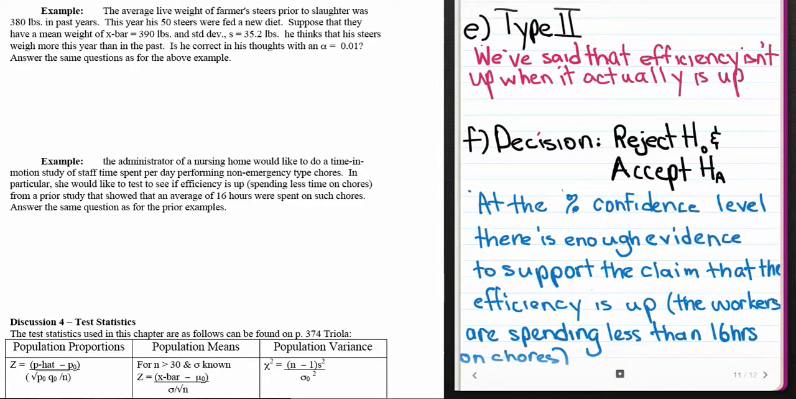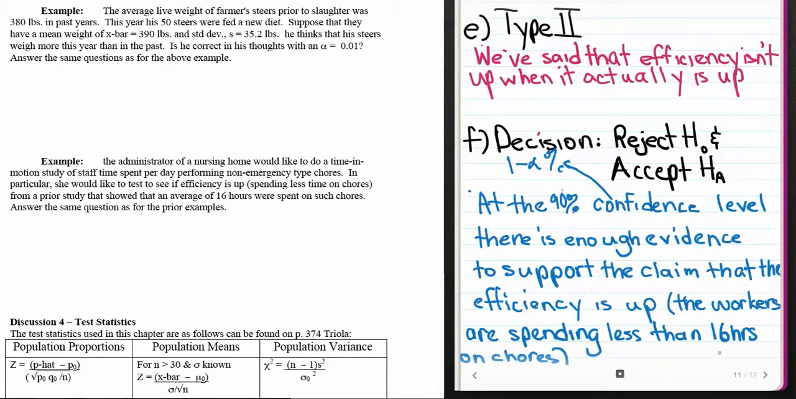Okay, so our decisions here, we've now put this in as a 10% alpha, so 0.1 alpha, which is 10%, which makes it a 90% confidence level. Remember, it's 1 minus alpha percent for our confidence. So if our alpha is 0.1, this is 0.9, and that's a 90% confidence level. So at the 90% confidence level, there is enough evidence to support the claim that the efficiency is up. And then I put in parentheses the workers are spending less than 16 hours on chores, because that's really how the claim was written, that efficiency was up, that we should actually put that into our statement.